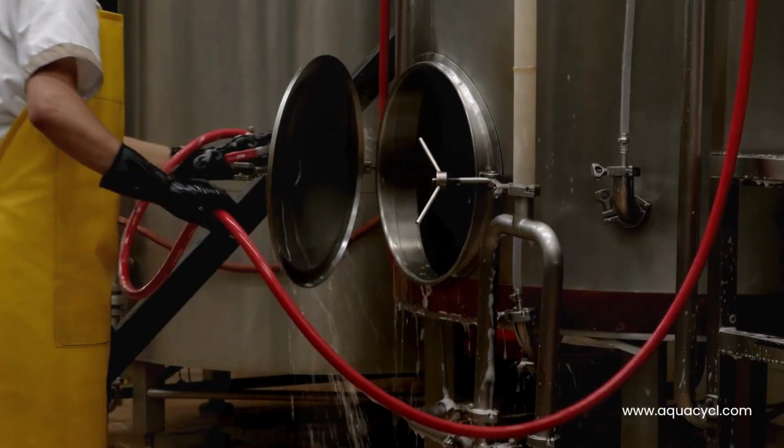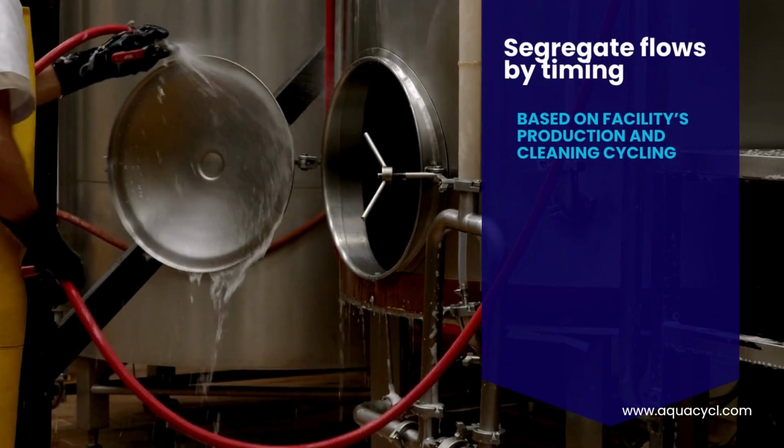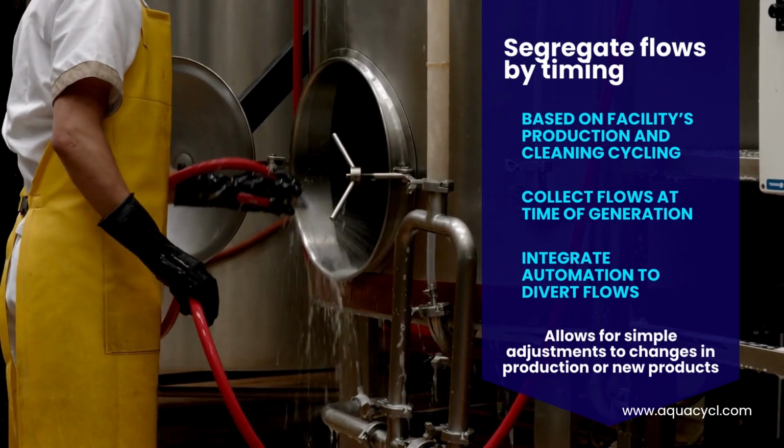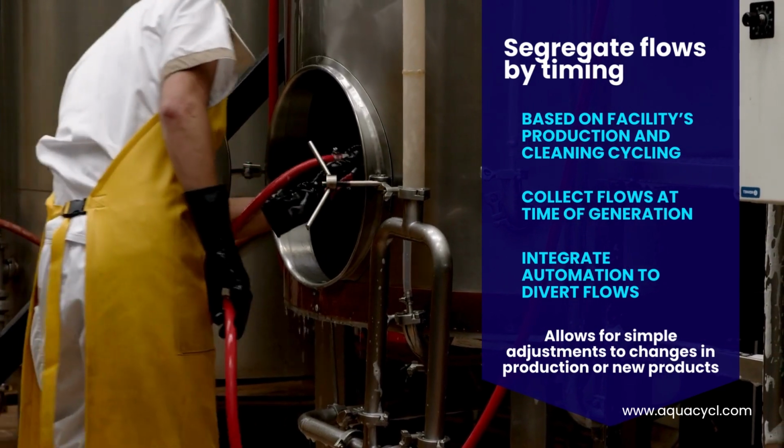The other way to segregate is based on timing. So kind of again back to those batch cycles. If you have a fixed batch process that you know happens predictably on a daily basis, you can simply set up a diversion process based on the timing of which you're producing that batch. Segregate it, manage it separately, reduce your costs, optimize your management process.